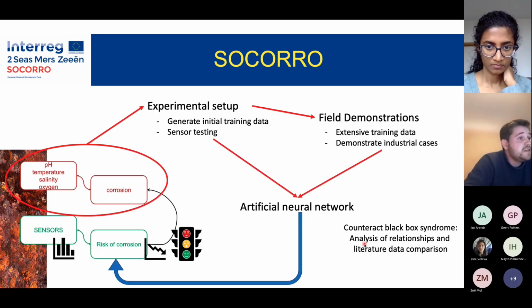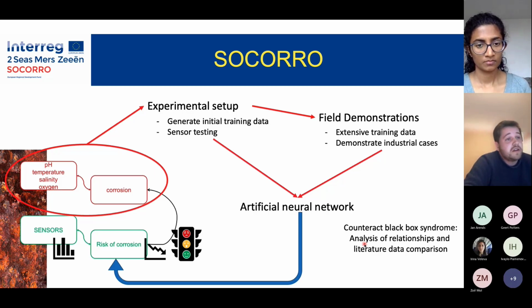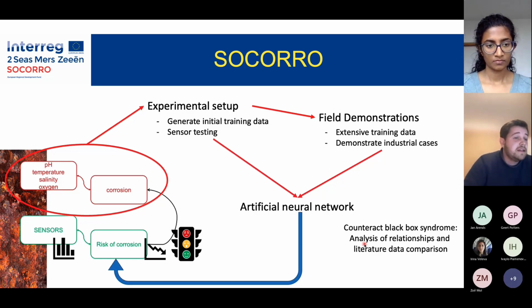My work is on the experimental setup where we generate initial training data and where we do sensor testing, and afterwards we are now in the process of going to field demonstrations for more extensive training data and to demonstrate this technology in a real-life case. All of the data will be used to train the artificial neural network and then calculate risk of corrosion. And to counteract the black box syndrome, which often comes with algorithms, an analysis of the relationships between the parameters and corrosion is performed, and literature data comparison is also done.